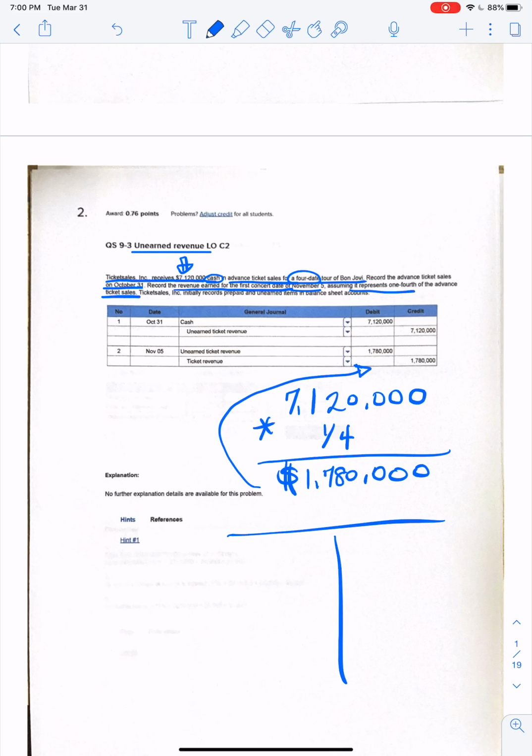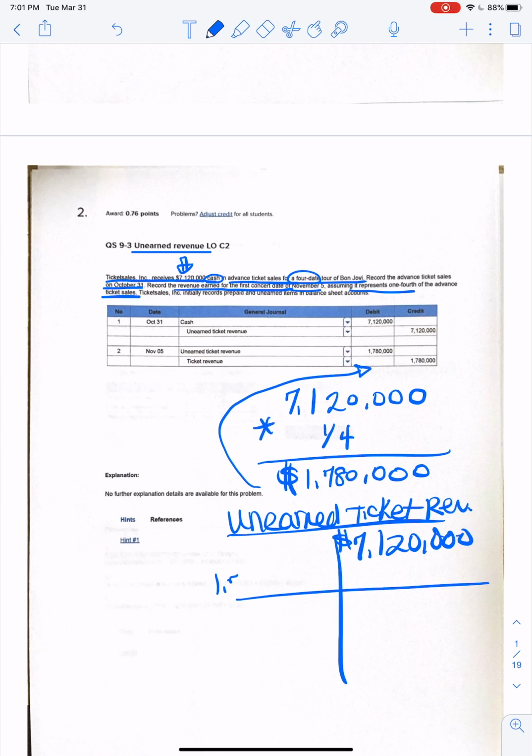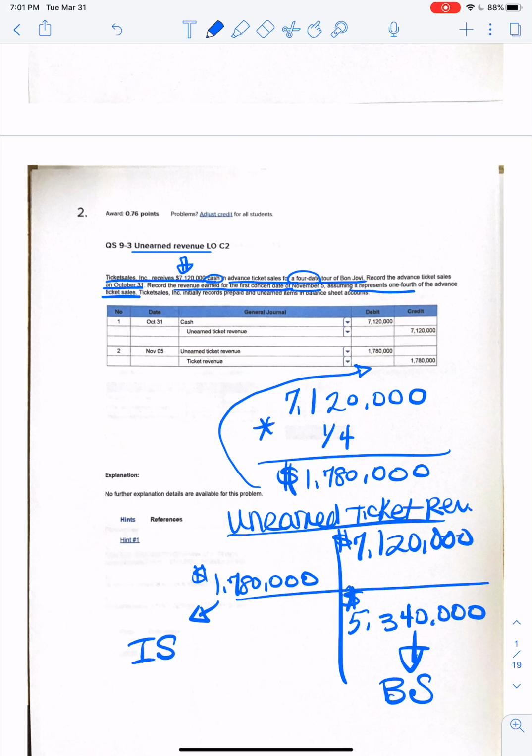So now if we were to look at a T account for unearned ticket revenue, what we would see is that in the beginning, we had $7,120,000 worth of unearned ticket revenue. But now we've earned $1,780,000, which brings that balance down to $5,340,000. So what you'll see is that this balance in unearned ticket revenue will end on the balance sheet, and this portion has been moved to the income statement as actual ticket revenue.